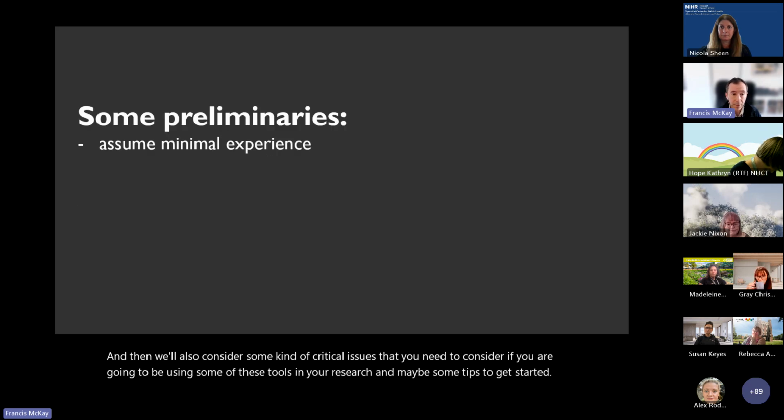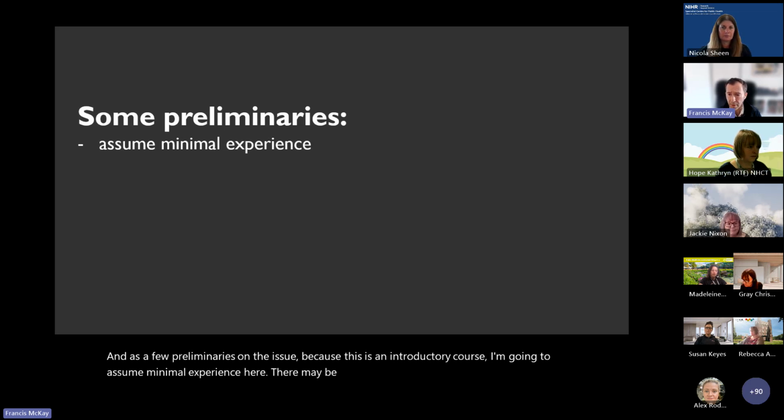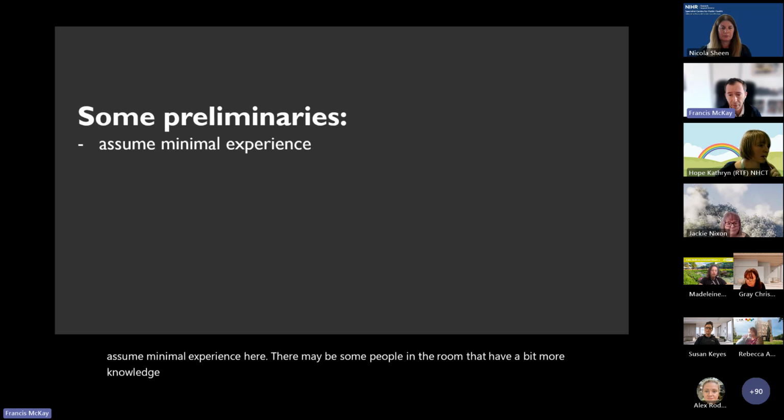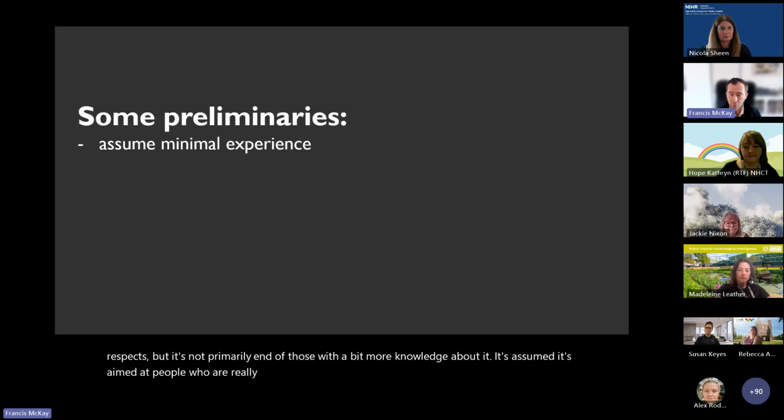And as a few preliminaries on the issue, because this is an introductory course, I'm going to assume minimal experience here. There may be some people in the room that have a bit more knowledge about it, and that's okay. You might find it useful as a bit of a refresher in some respects, but it's not primarily aimed at those with a bit more knowledge about it. It's aimed at people who are really coming to it pretty fresh, and therefore just assumes minimal experience.